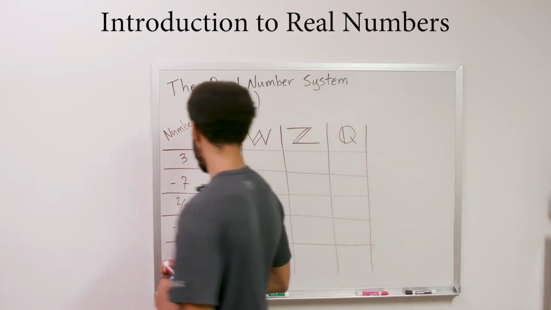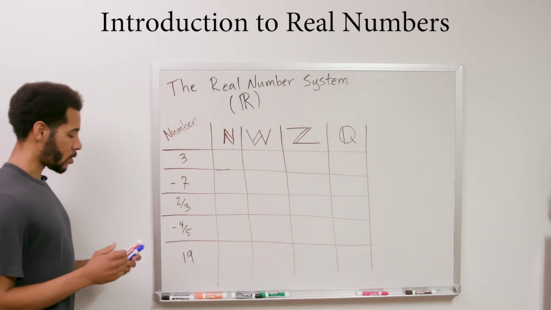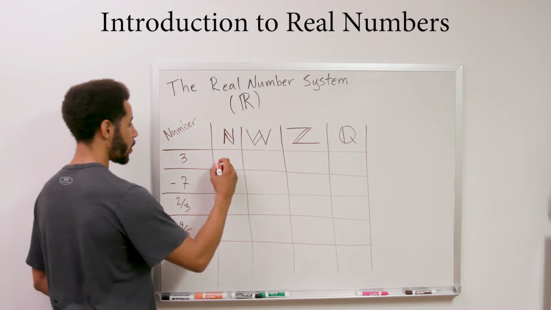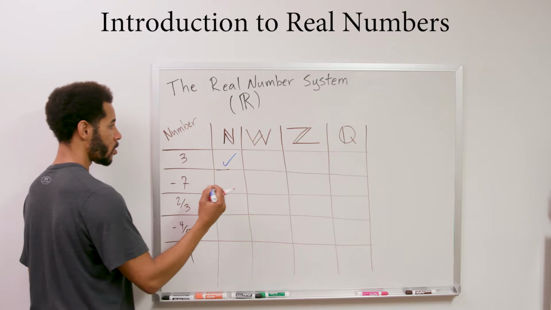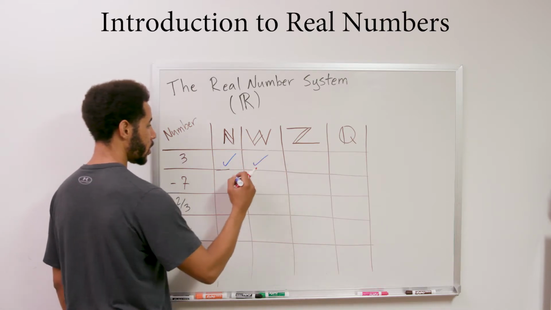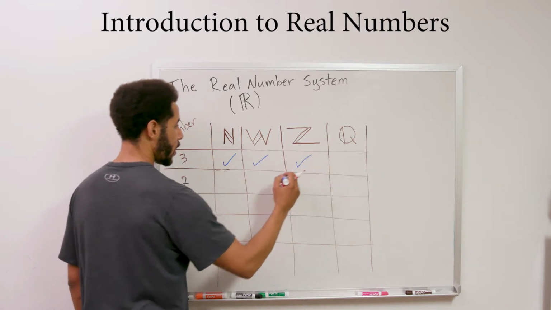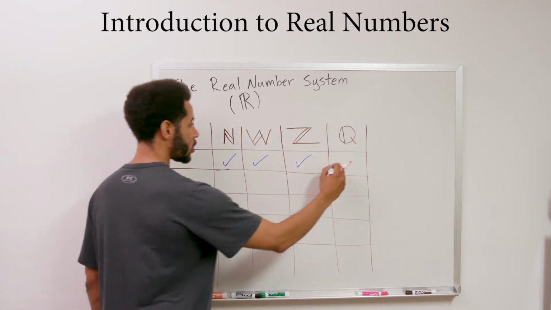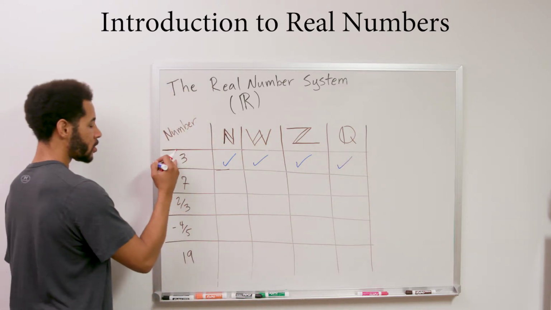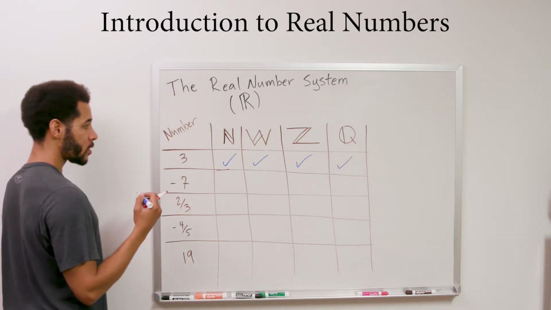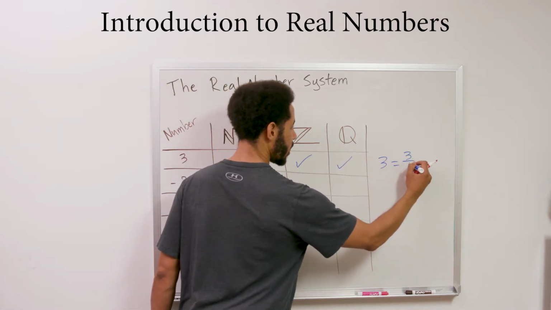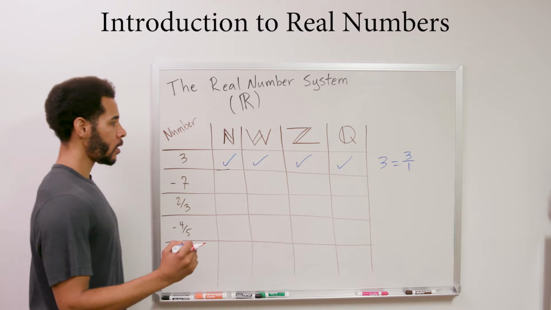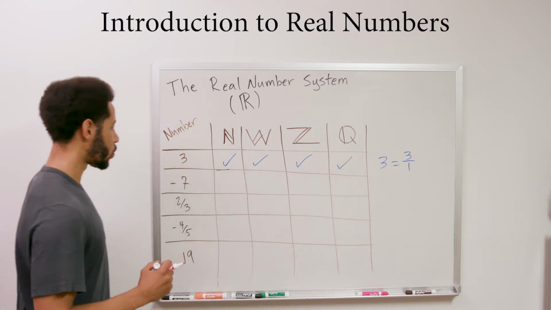So for the number 3, we want to ask, is it a natural number? Absolutely it is. It's one of our basic counting numbers. It is also a whole number. There are no fractions or decimals. It is an integer, and it's also contained in the set of rational numbers. People don't often see this as a ratio of two integers, but we need to understand that 3 can be represented as a ratio of 3:1. And for that reason, it's considered rational as well.